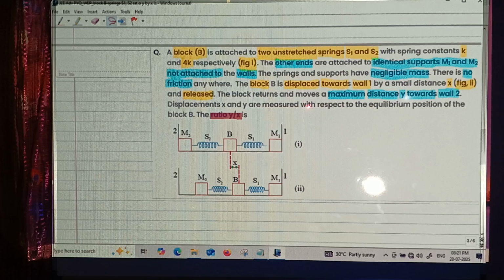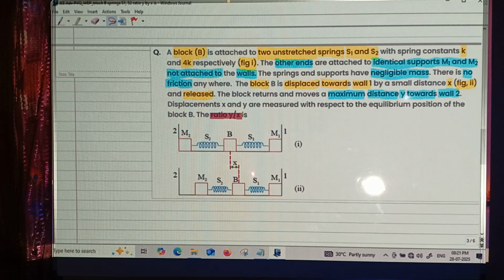Displacement x and y are measured with respect to the equilibrium position of the block B. The ratio y by x is? So this is the initial state. The springs are in a relaxed state and the block is here. So this block is getting displaced towards right by an amount x and released.